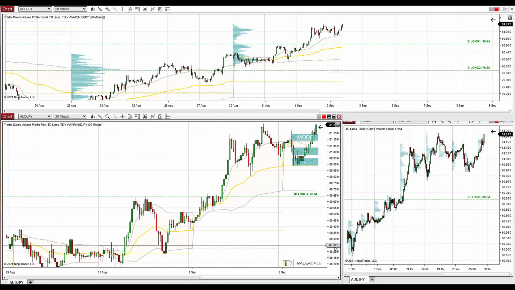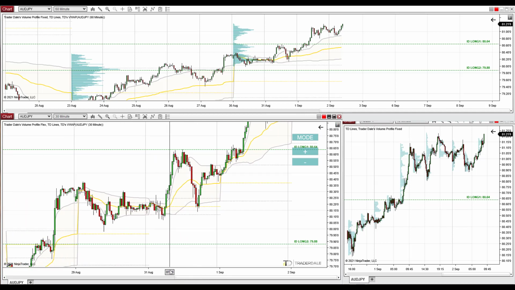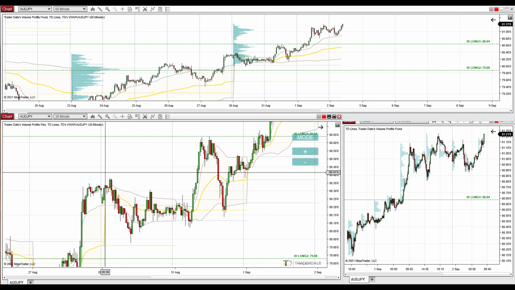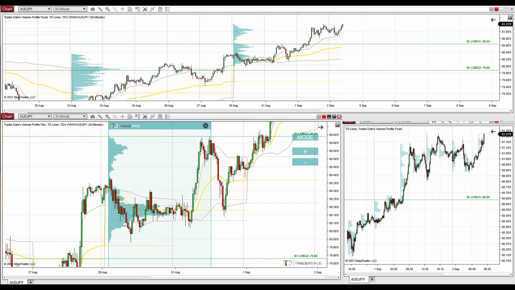Now, I wanted to show you one more thing here, or actually two more things. The first thing was a beautiful reaction to heavy volume zone.